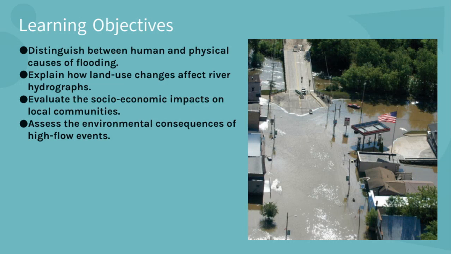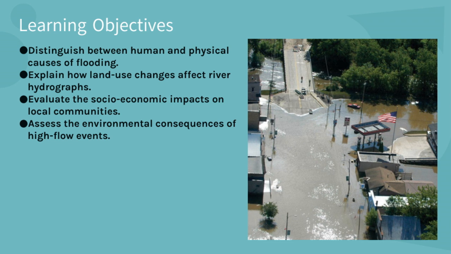By the end of this lesson, you should be able to do 4 things. First, you should be able to distinguish between human and physical causes of flooding. That means you need to know which causes are natural and which causes are linked to human activity. Second, you should be able to explain how land use changes affect river hydrographs.